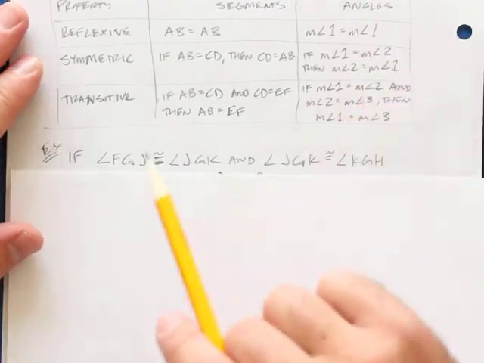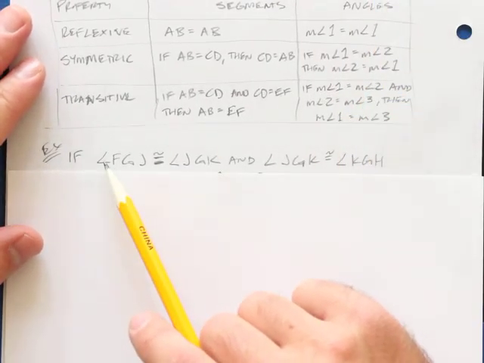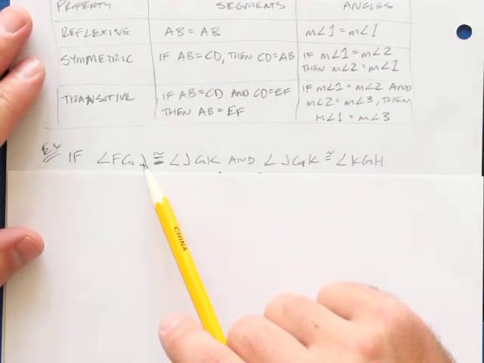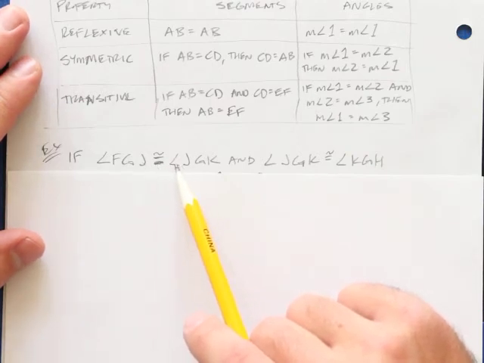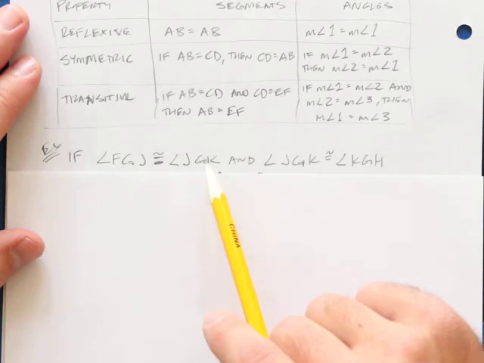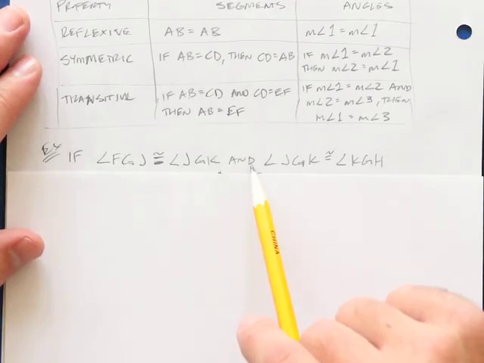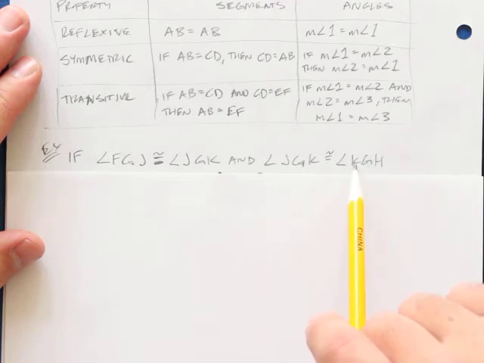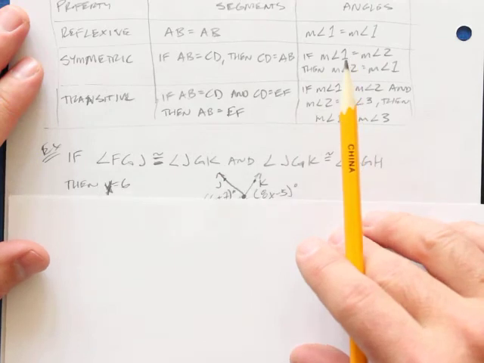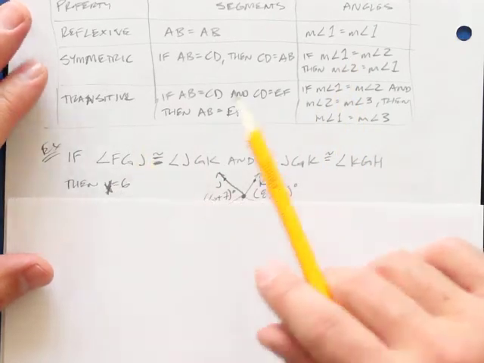If angle FGJ is congruent to, which is the same as, angle JGK, and JGK is congruent to angle KGH, then x equals 6.